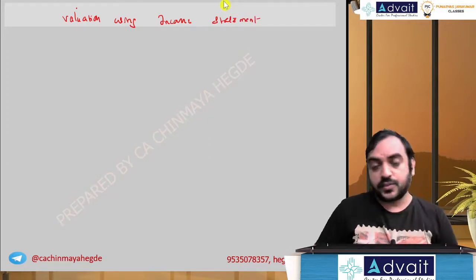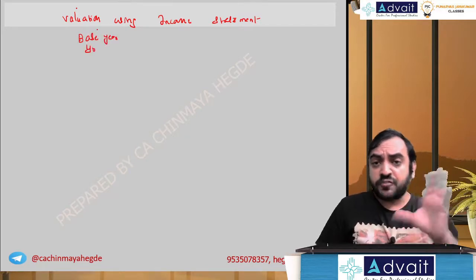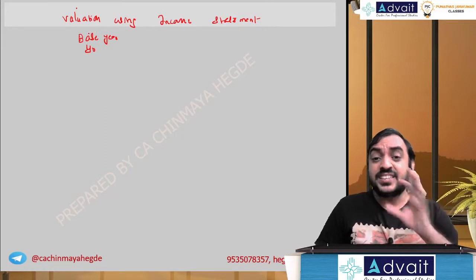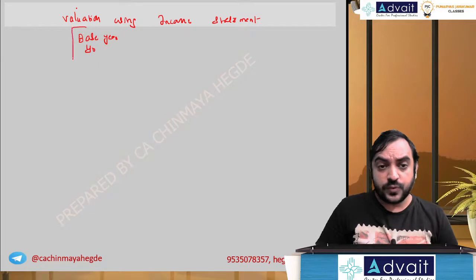So you will have something like this. You will always start with a base year, like a year 0. But year 0 is not for calculation, it's only for arriving at some ratios. What ratios? I will tell you. You start with the base year.